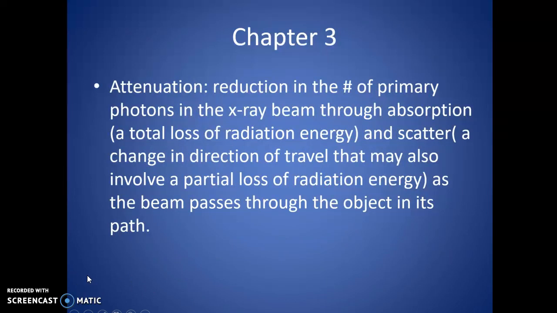Attenuation is just reduction in the number of primary photons in the X-ray beam through absorption, which is just a total loss of radiation energy, and scatter, which you know is just a change in direction of travel. It may also involve a partial loss of energy as the beam travels or passes through the object in its path. So there's a lot of different things that can happen when the radiation comes out of the tube. Some of it can be attenuated, some of it can be scattered away, and some will just pass through and create your image.